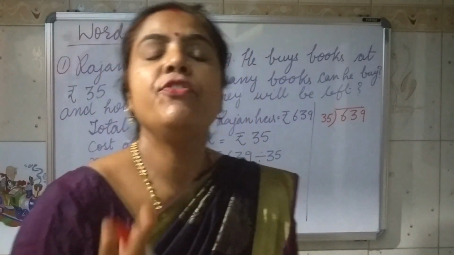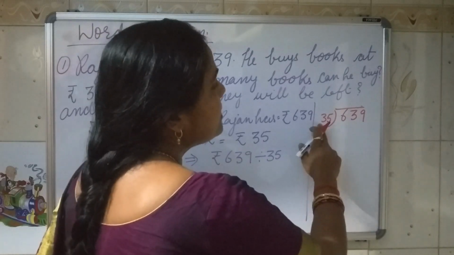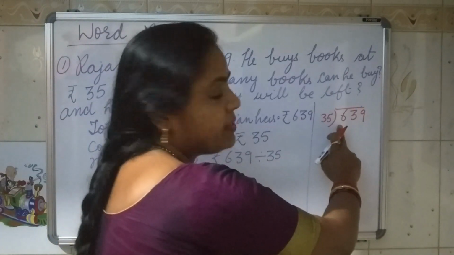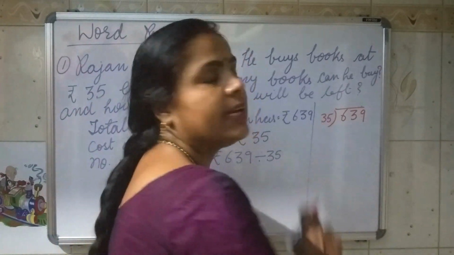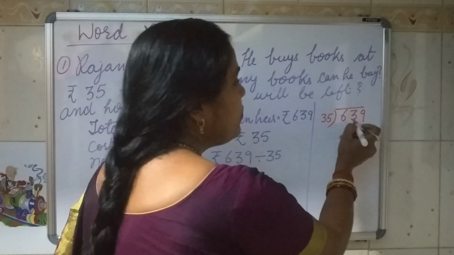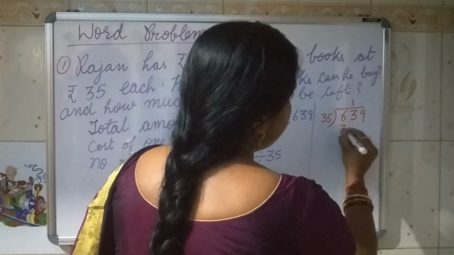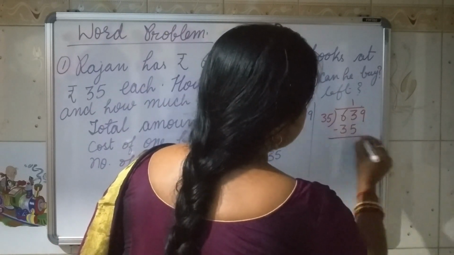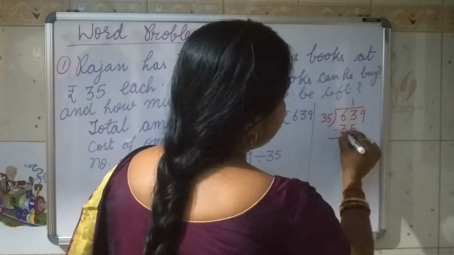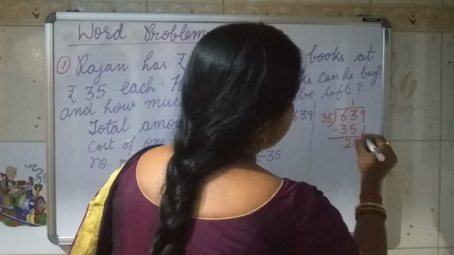As I told you, if you don't know the table, you have to go for the hit and trial method. Here it is 6, 3 twos are 6. It means 2 times it is possible. But when we multiply 35 into 2, we will get 70, which is more than 63. So we will go 1 time. 35 ones are 35, minus, it is 8. This is 5 minus 3, it is 2. This 9 will come down to 89.